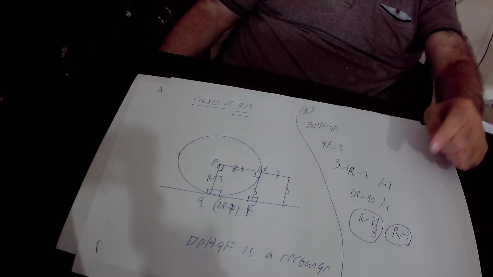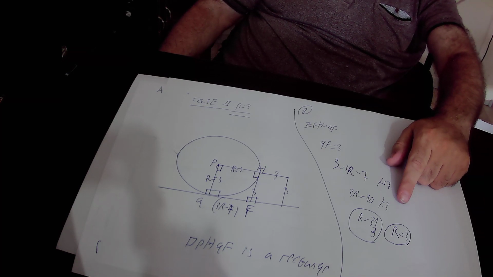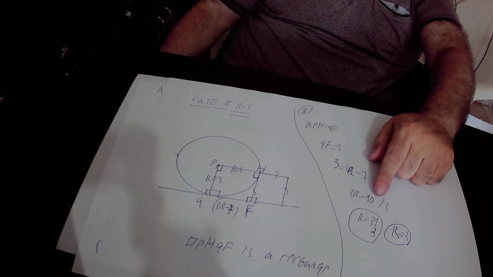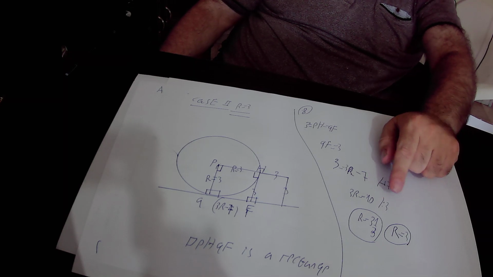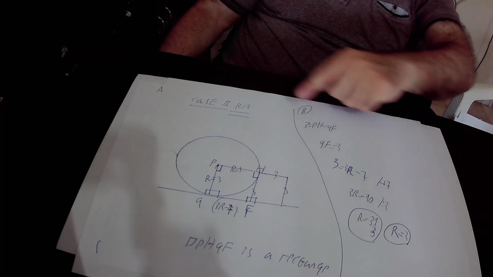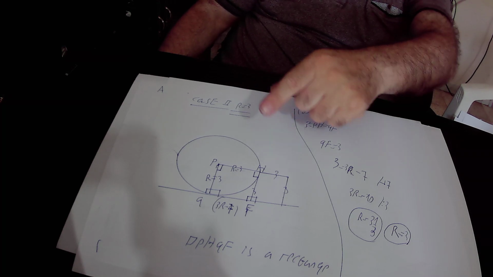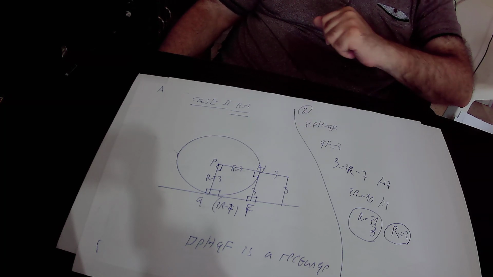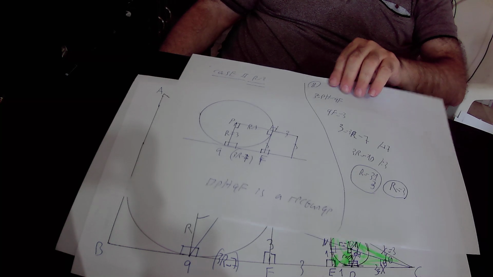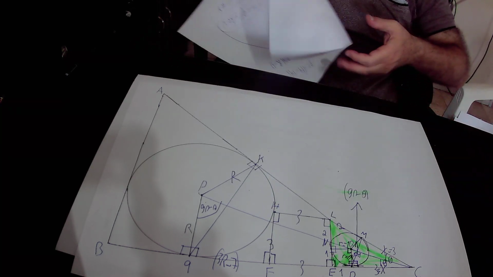So the radius of the circle cannot be simultaneously equal to 3 and 3 and a third. So it is a contradiction. Due to the contradiction, we cancel this possibility. That is to say, the radius of this circle cannot equal 3 units. So we are left only with the third case, that R is greater than 3 units.